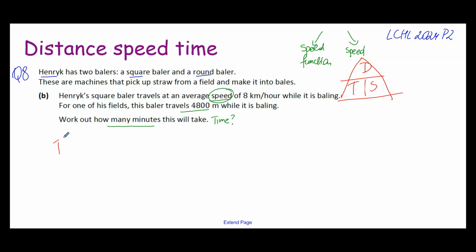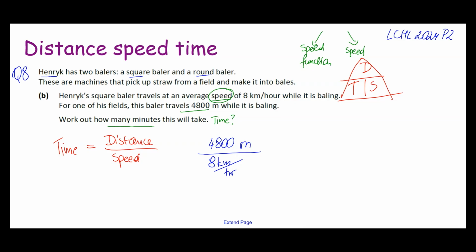So how do we calculate that? Time will equal distance divided by speed. Now, one thing you have to be careful about when using this formula is measurement. So what is the distance that is traveled? 4,800, and we put the measurement, meters, so we don't miss that. And then speed, what is the speed? It is 8 kilometers per hour.